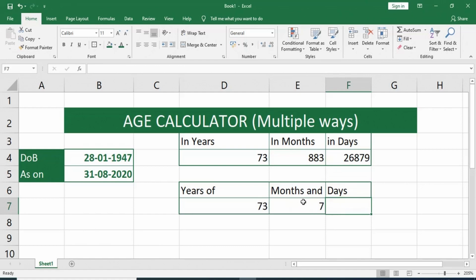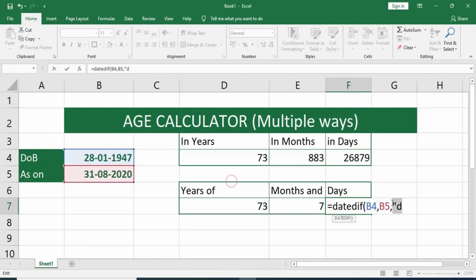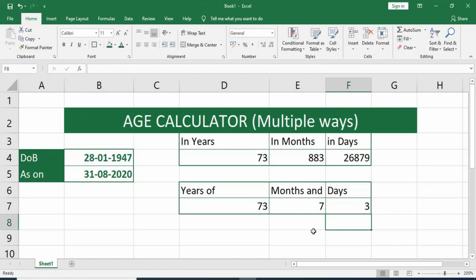But here I would like to calculate the number of days he lived after 73 years and 7 months, right? So here the formula will be changed again, equal to DATEDIF, open bracket, from date, comma, to date, comma, I would like to calculate days but past months. So before d you just add m, then close the double quotes, then again close the bracket and press enter. Yes, he lived total 73 years 7 months 3 days.